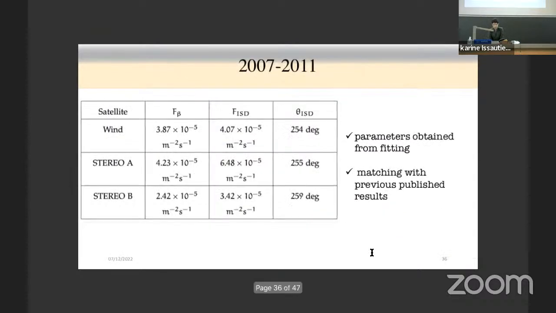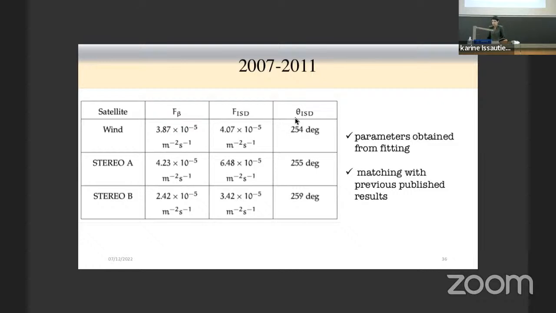And what we obtained from the results: we obtained some interstellar dust flux. This is presented here for Wind, STEREO A and STEREO B. And we obtained the values also for the longitude of the interstellar dust flow. The values that we obtained match the ones previously published in the papers from 2012 and 2014.